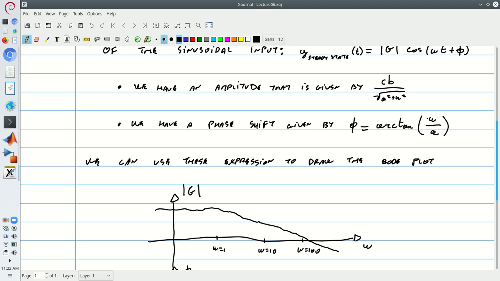So if we have these asymptotic plots for simple systems, then we can put them together and draw asymptotic plots for more complex systems, and that's one of the techniques that we are going to see later on about drawing Bode plots. So far I just want to draw your attention to the fact that for first order systems we have these expressions. This is the Bode plot.